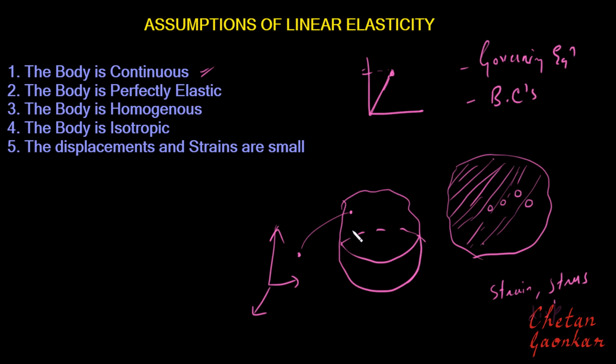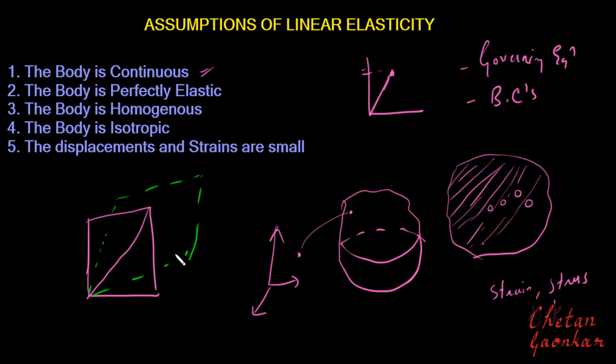And our fifth and last assumption is that the displacements and strains are small. This is again a very important assumption. Under this assumption, let us say before the deformation the diagonal length is this much, and after deformation the length changes to this. But since the displacements and strains are small, we will say that the length after deformation is approximately equal to the original diagonal length. This can be done only because we are assuming that the displacements and strains will be very small in the case of linear elasticity.